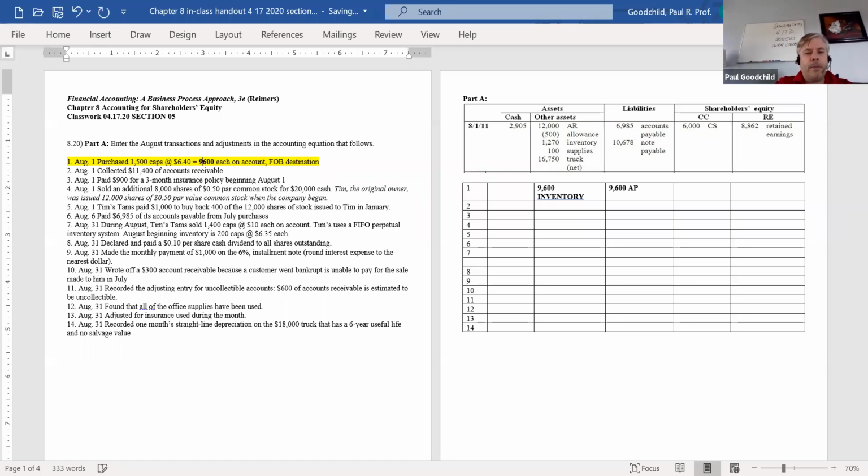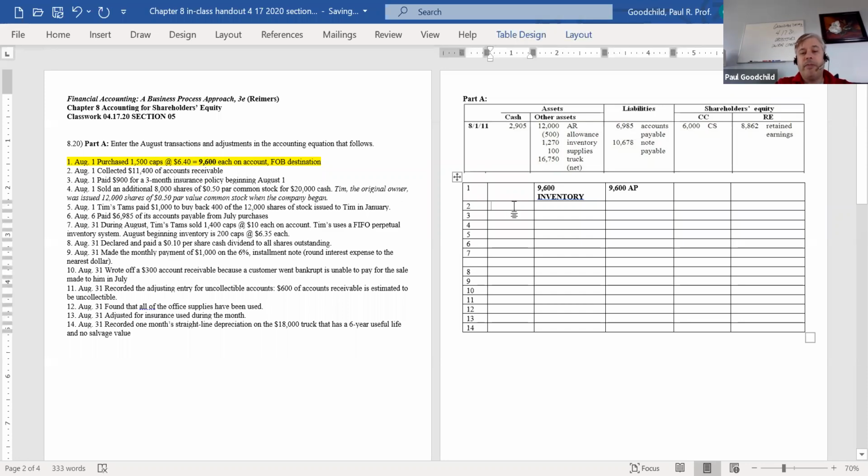Okay. Now we're moving on to the next transaction. Collected 11,400 of accounts receivable. So this must be from July and earlier sales.